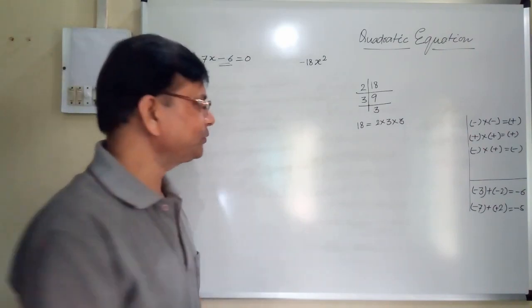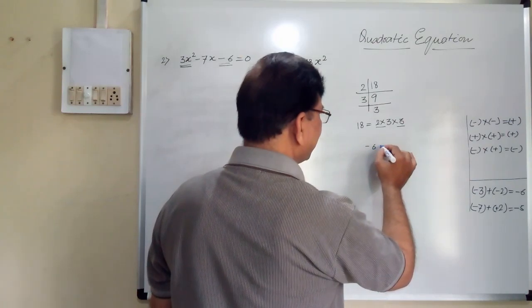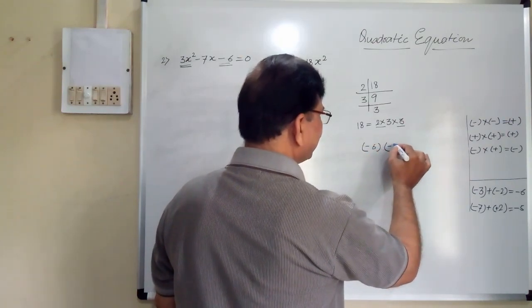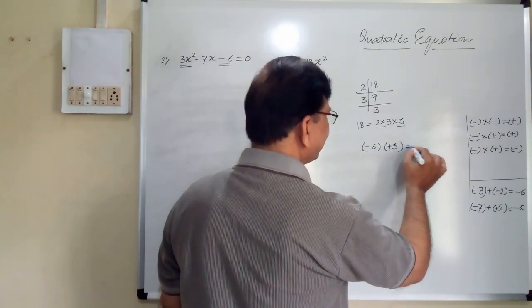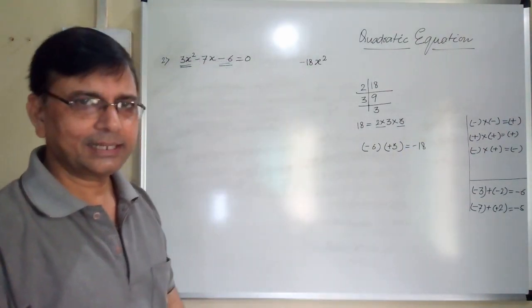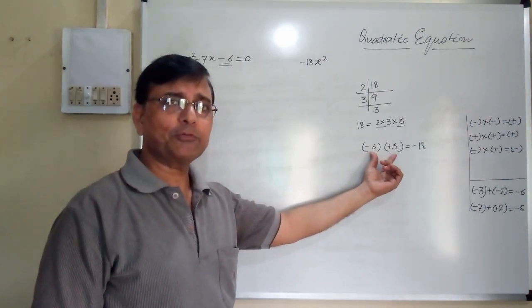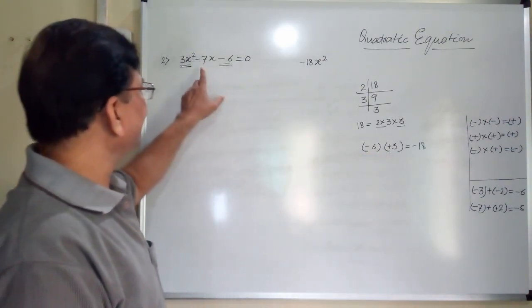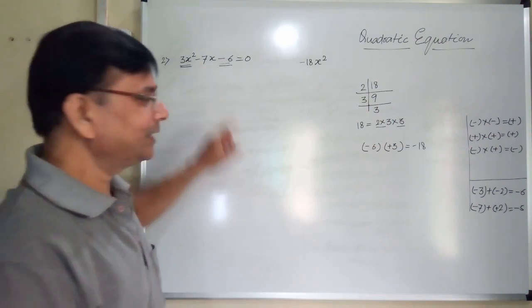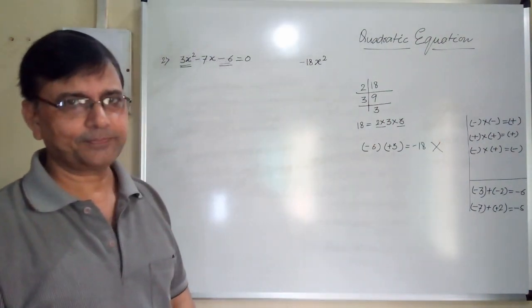Am I right? Suppose we are taking two factors, 6 and 3. So minus 6, one number, and plus 3, another number, we will get minus 18. Product we are getting minus 18. What about sum of these two? If you are adding these two, it will be minus 3. And we want minus 7. Right? So this factor is not correct.